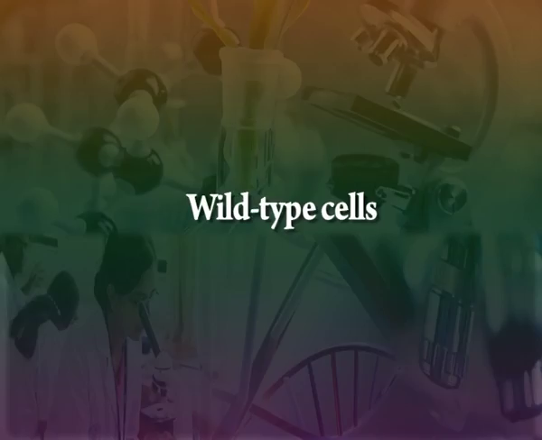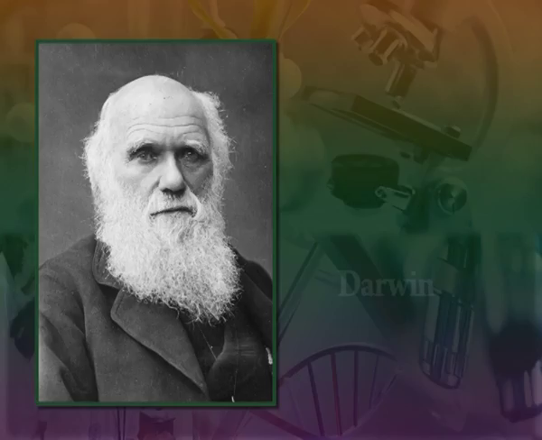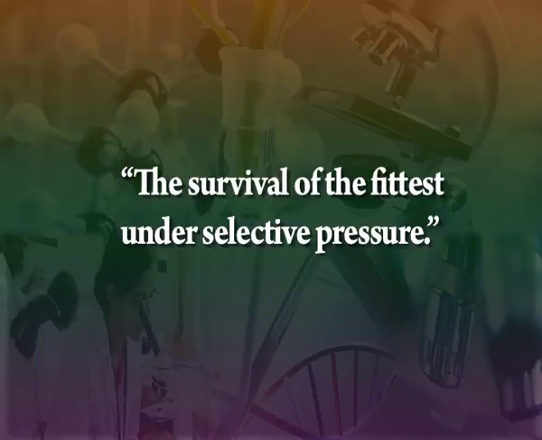If a population of cells were to find themselves in an environment where that compound was the only source of energy or fuel, then the mutant cell will be able to better utilize it than the unmutated, or what is called the wild type cells in the population. The mutant cell and its progeny would survive and prosper in the new environment, unlike the wild type cells. This is what Darwin meant as the survival of the fittest under selective pressure.